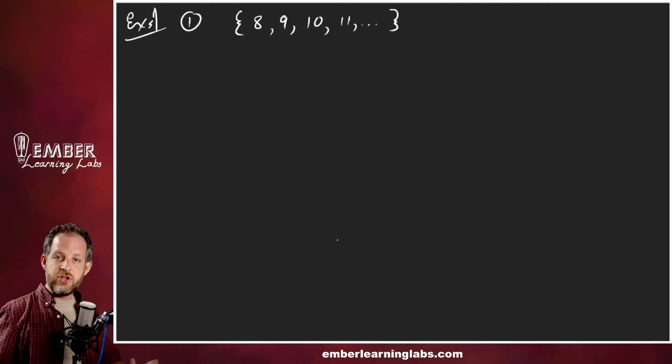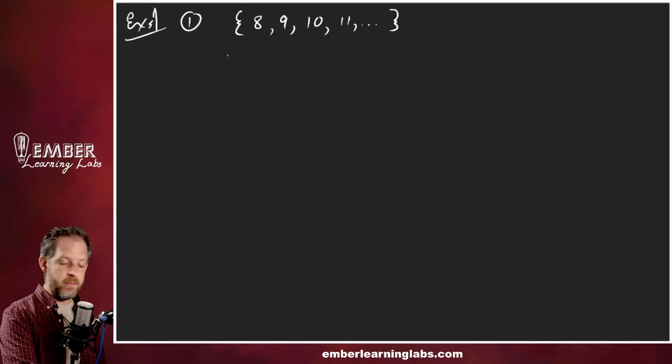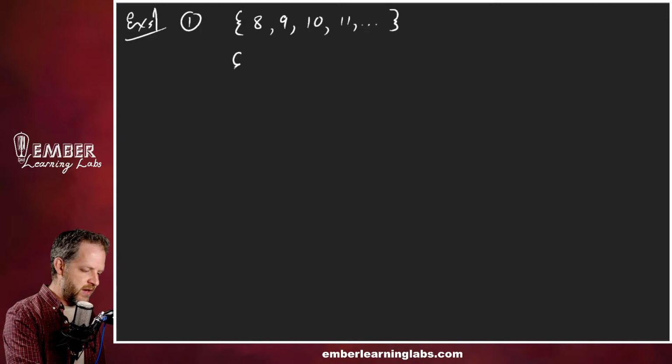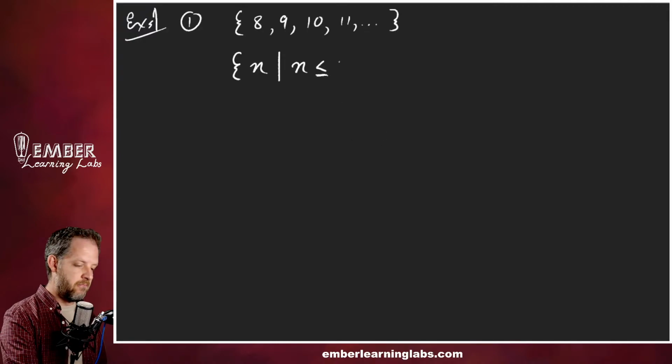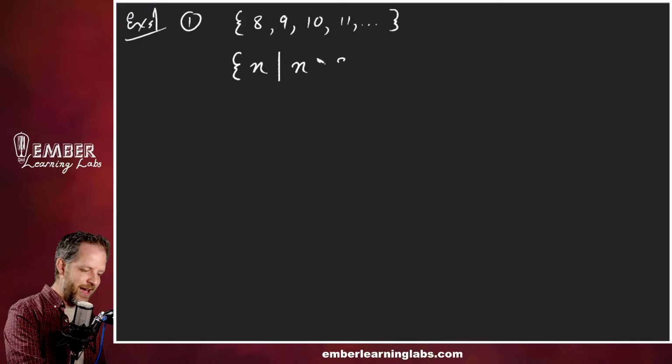Now, just to show that you don't have to use X, we're going to use a different variable writing this in set builder notation. Let's use an N for this one. So we're going to say N such that N is greater than 8. Greater than or equal to 8, right? And somehow I wrote less than. What have I done? How about greater than or equal to 8?